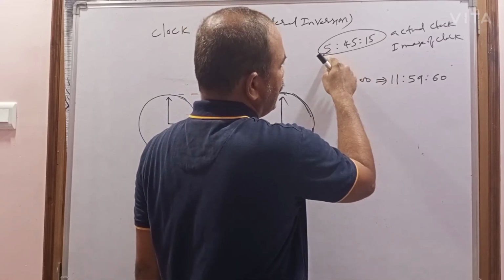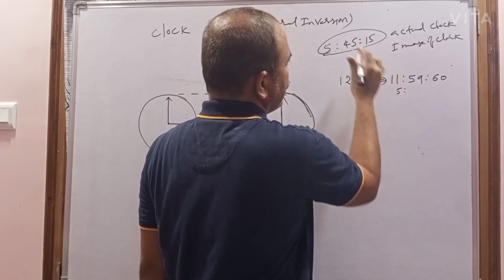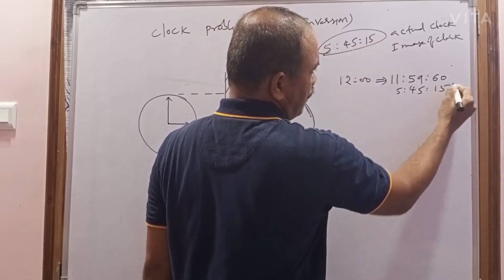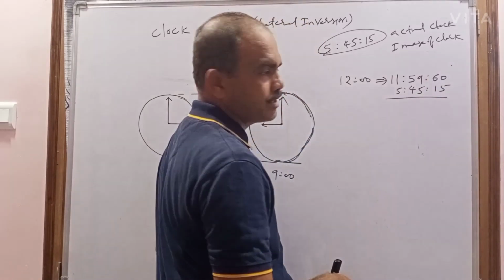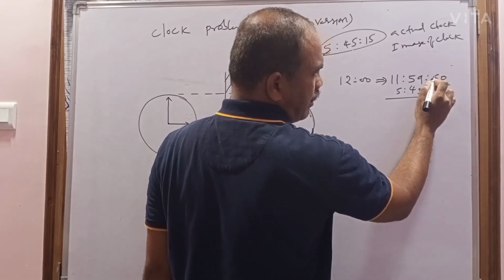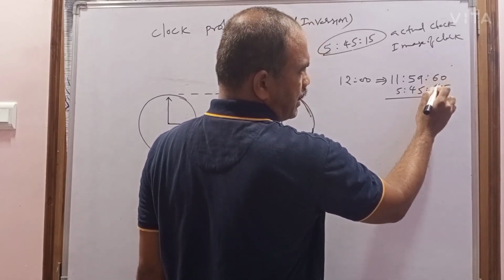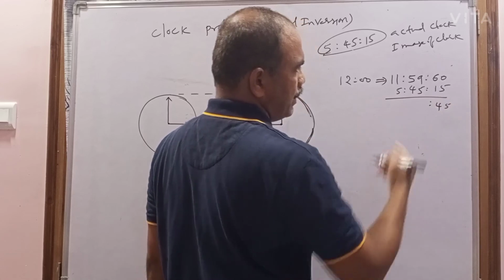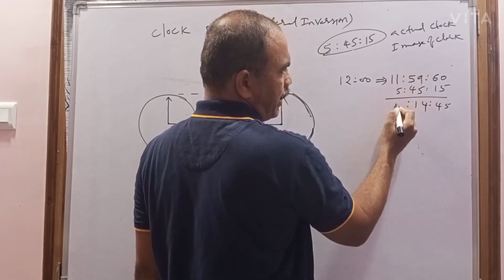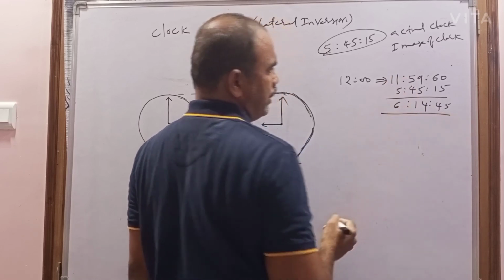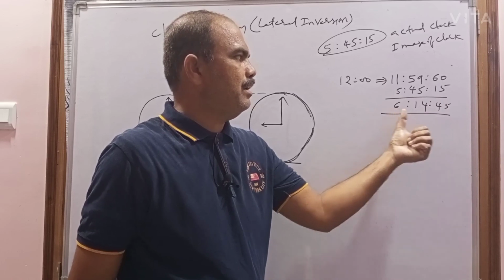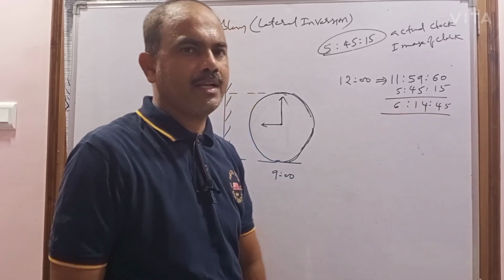Now what are the hours? 5 hours. What are the minutes? 45 minutes. And what are the seconds? 15. Now you do the subtraction. 60 minus 15 is 45. 59 minus 45, 14. 11 minus 5, 6. Now what is the time in the image of the clock? 6 hours 14 minutes 45 seconds.